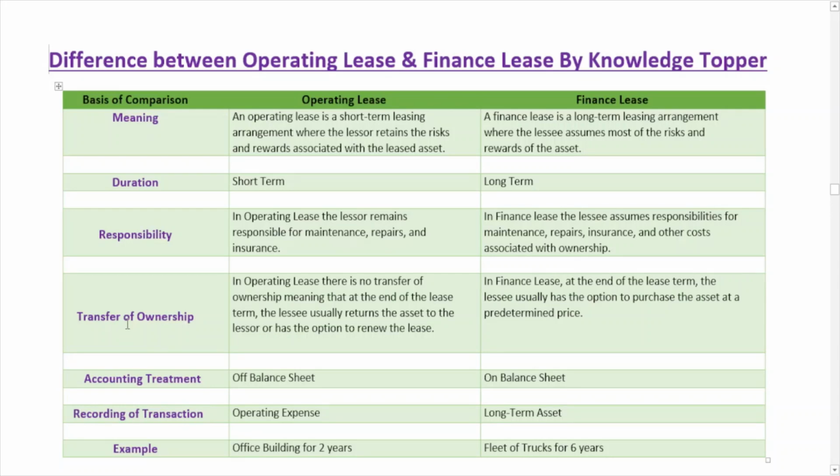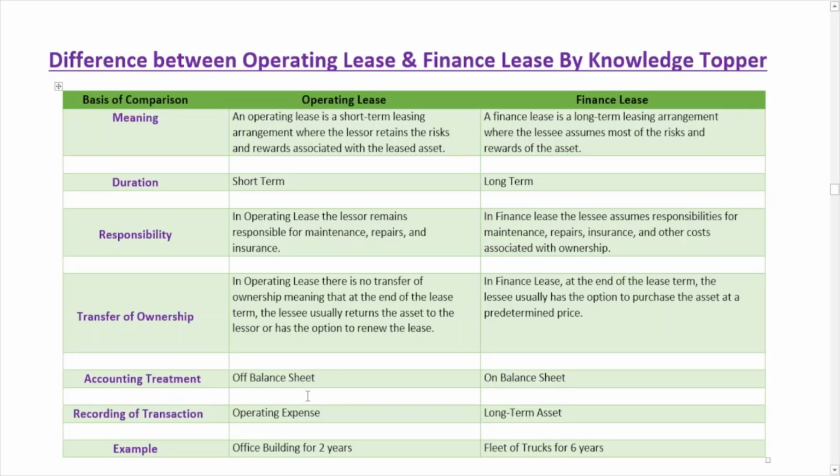If we talk about the transfer of ownership, in an operating lease there is no transfer of ownership. Meaning that at the end of the lease term, the lessee usually returns the asset to the lessor or has the option to renew the lease as well. While in a finance lease, at the end of the lease term, the lessee usually has the option to purchase the asset at a predetermined price. Remember that it is a predetermined price.